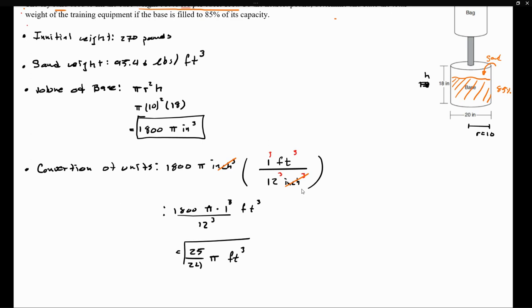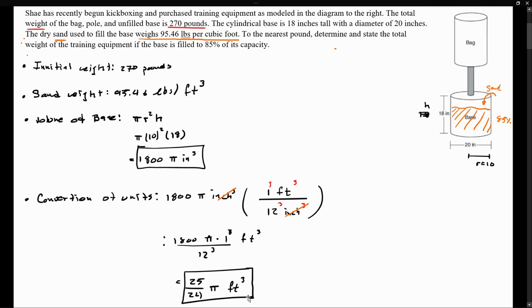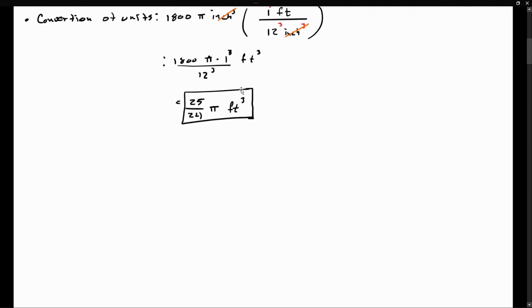So what we have done here is we have said, look, I know that the volume of the base is equivalent to 1,800 pi inches cubed, but I know that it's going to get filled in with sand. So therefore, the units need to match up. So all I did, I converted the whole volume into feet cubed or cubic foot. And now that it's given to us in cubic foot, let's actually find the weight of the base after the sand has been filled in.